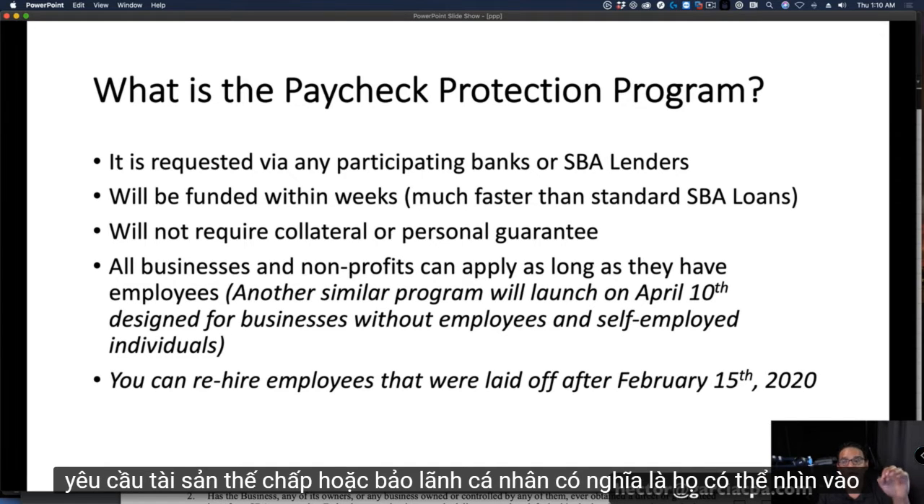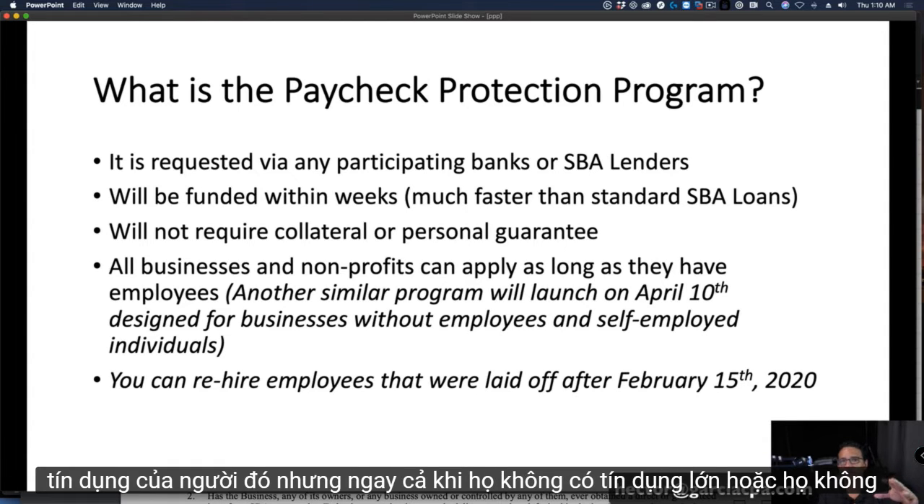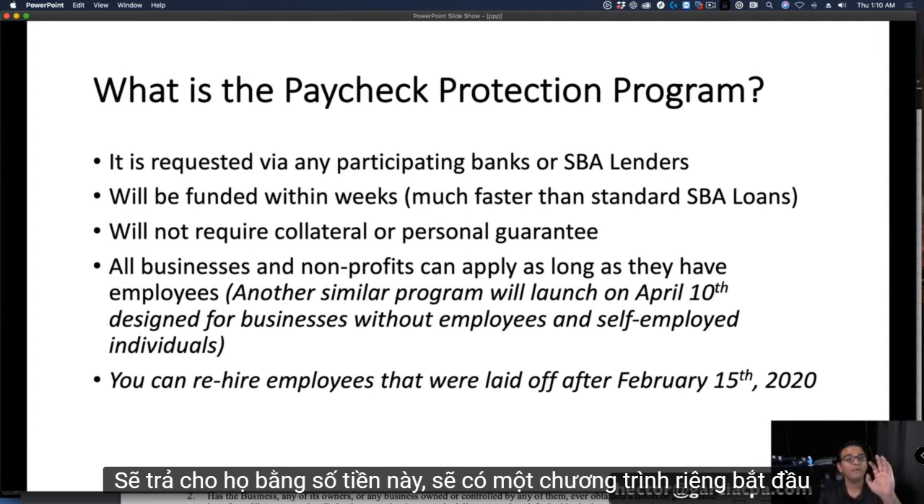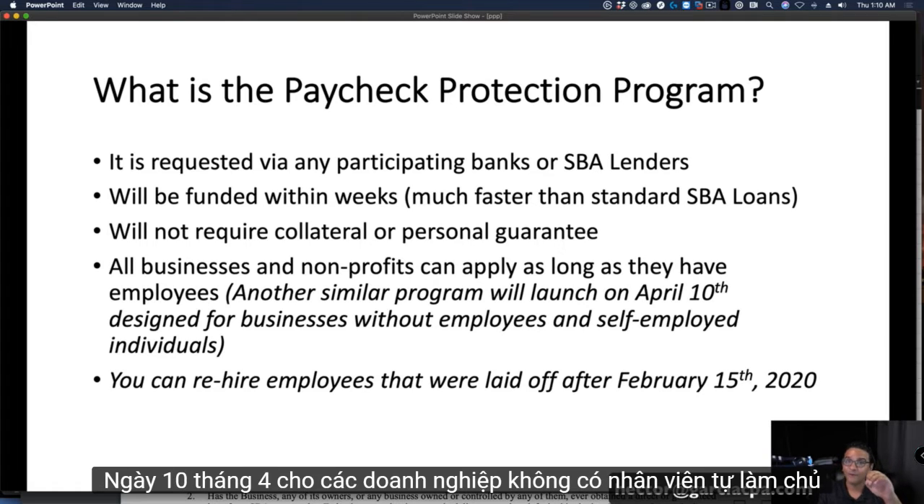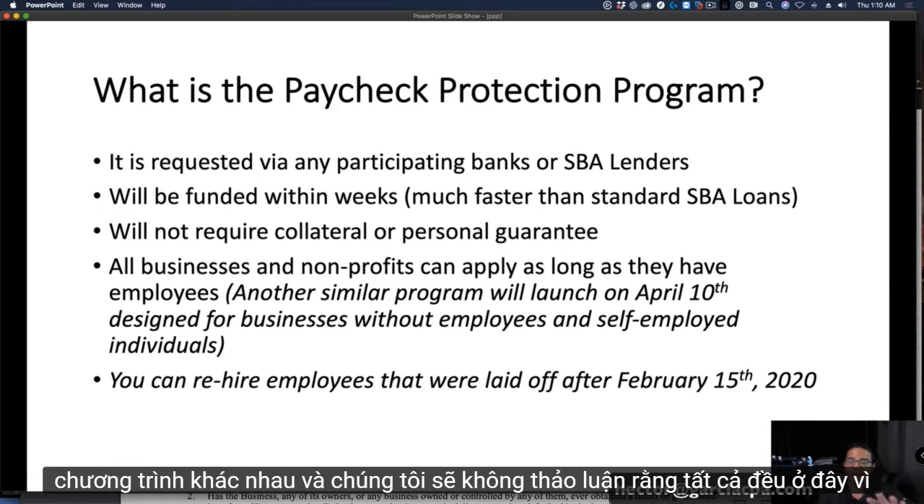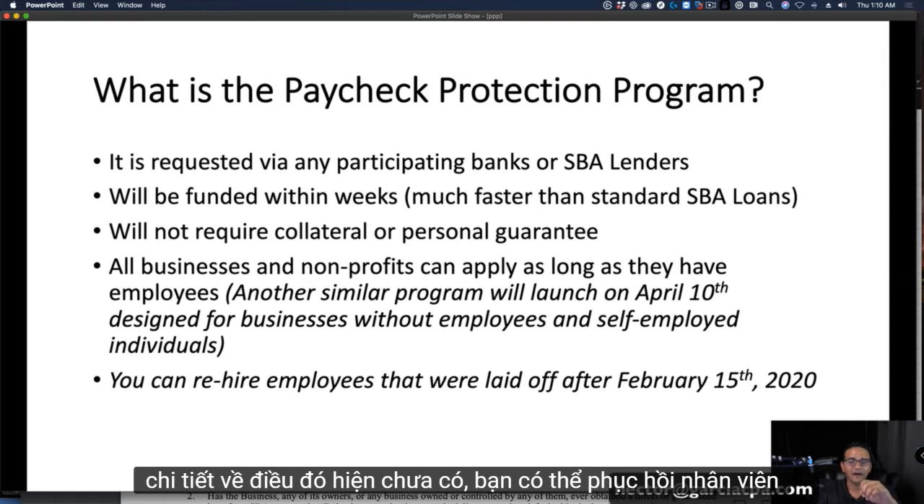It will not require collateral or a personal guarantee, which means they're going to look at the person's credit, but even if they don't have great credit, or they don't have to personally guarantee or have collateral, that won't matter. What matters here is you have employees and you're going to bring them back and you're going to pay them with this money. There will be a separate program starting April 10th for self-employed individuals that have businesses without employees. It's an entirely different program, and we're not going to discuss that at all in here because the details about that are not available yet.